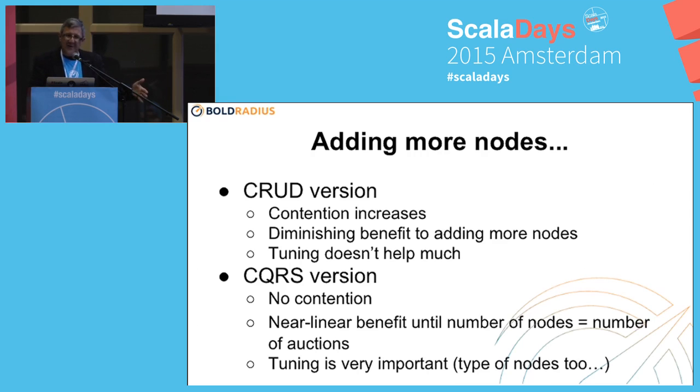However, that's only with a fairly small number of auctions. If you have a very large number of auctions, you have many of them on that node, different story. And tuning is very important. It's very easy to make this perform worse than the CRUD version by getting a few tuning settings wrong. It was sensitive to tuning, I guess is the best way to say it.